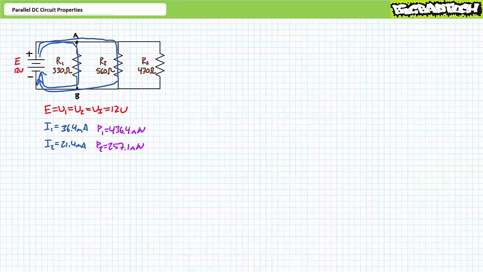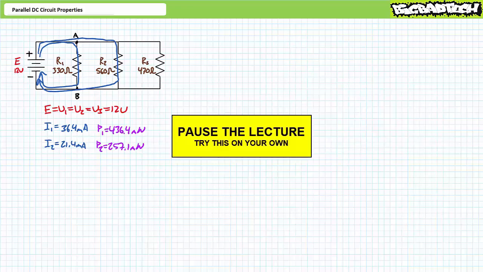As an exercise to the viewer, I invite you to solve for the current drawn by and the power dissipated by R3 in this present configuration. By all means, pause the lecture and try this on your own. If you're tracking, you should have obtained the following data.